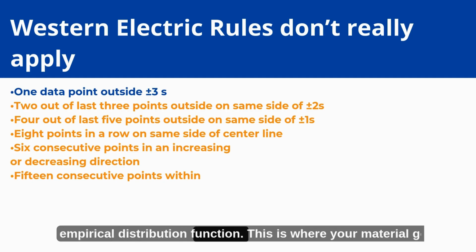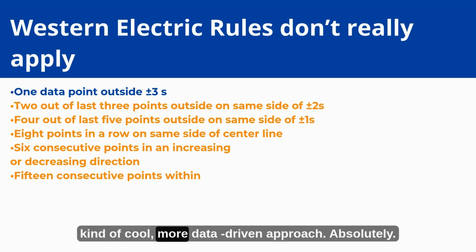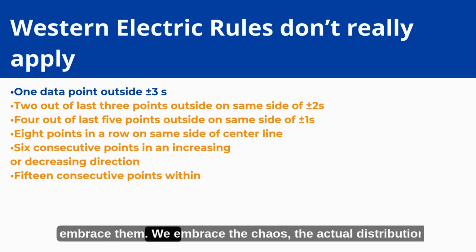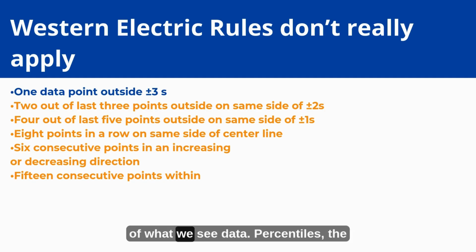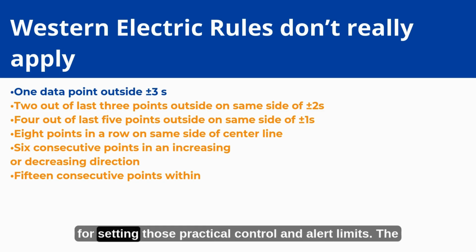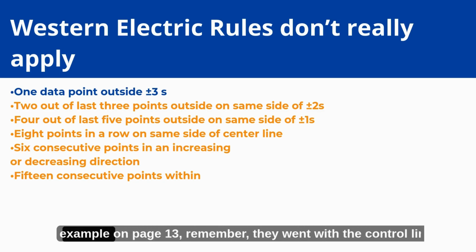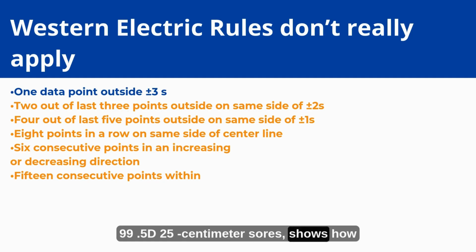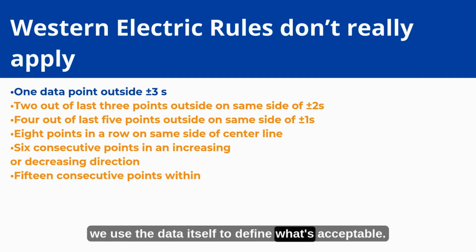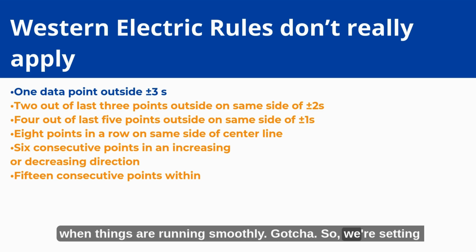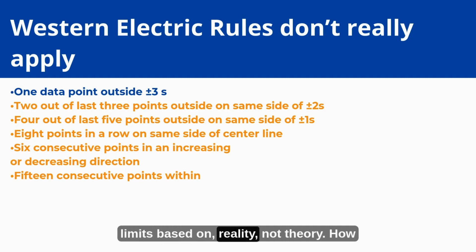So if forcing our data into that bell curve is a no-go, what's the alternative? Aha, the empirical distribution function. This is where your material gets kind of cool, a more data-driven approach. Absolutely. We ditch those theoretical distributions and just embrace the chaos, the actual distribution of what we see in our data. Percentiles, the 99th, the 99.9th, those become our guides for setting practical control and alert limits. The example on page 13, remember, they went with the control limit of 99.5 D25 centimeter SQ, shows how we use the data itself to define what's acceptable. It's like saying, hey, looking back, 99.5 D25 centimeter SQ, that's a level we hardly ever bust when things are running smoothly. Gotcha. So we're setting these limits based on reality, not theory.